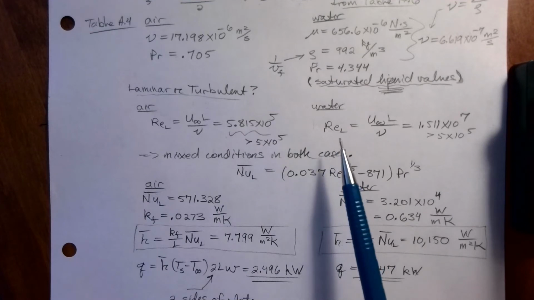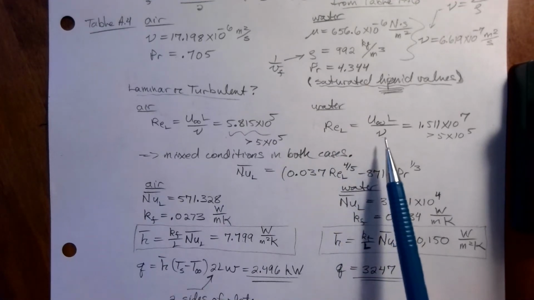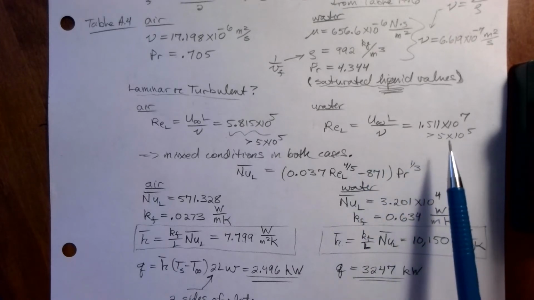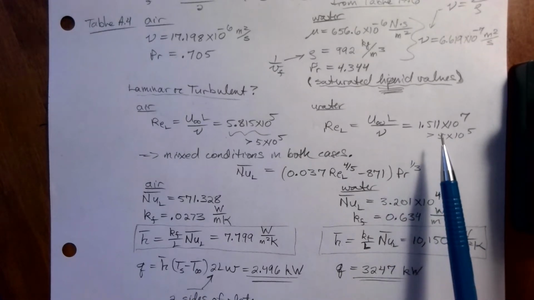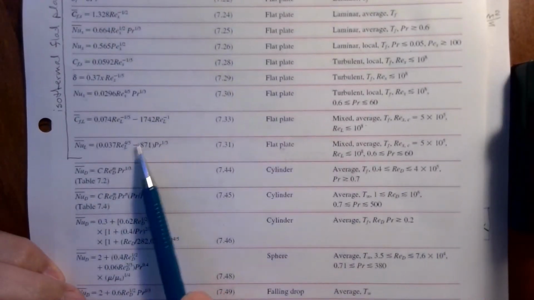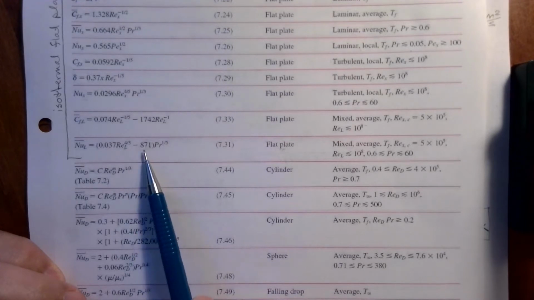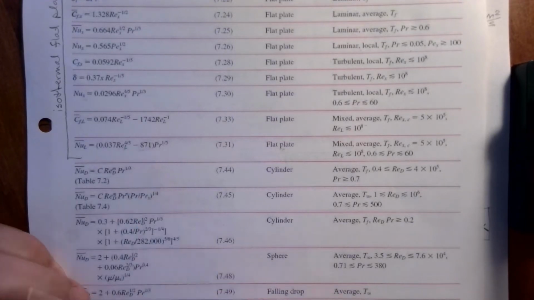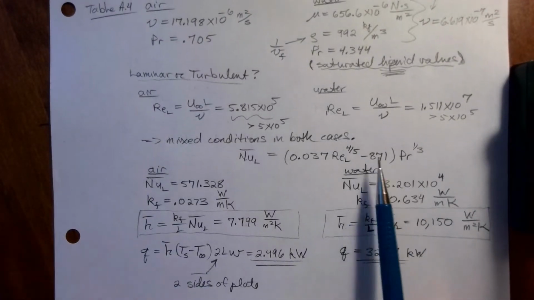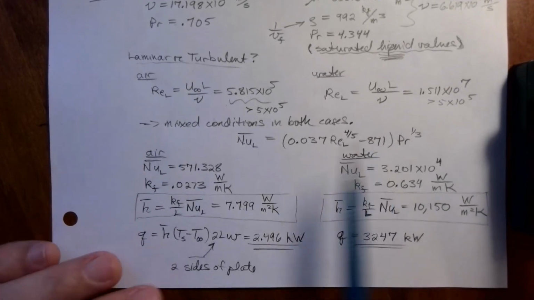The Reynolds number for the water, using the water kinematic viscosity here, is 1.511 times 10 to the 7th. So a much larger portion of the plate is going to be turbulent, but this is still a mixed flow situation for both. So we're going to use the same correlation, that for mixed flow, the average. I'm using this correlation from the table. Again, that minus 871 is accounting for the laminar region. If we didn't have a laminar region, that can just be crossed out, but we do have a laminar region here. So that's our correlation.